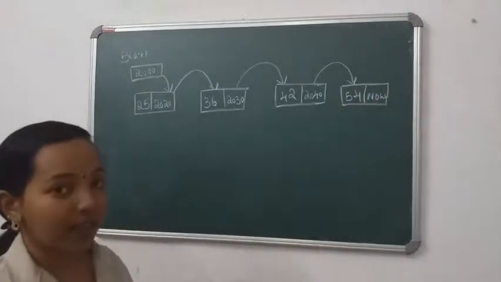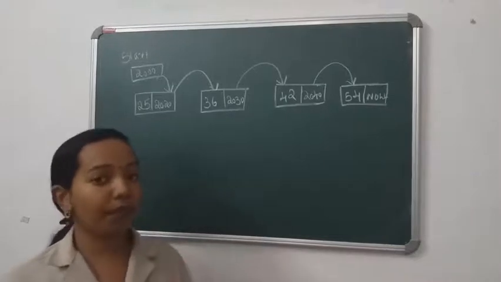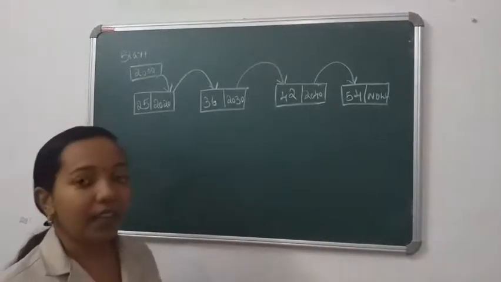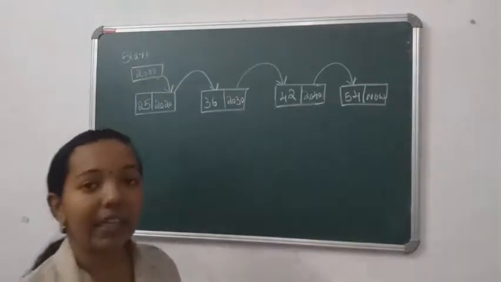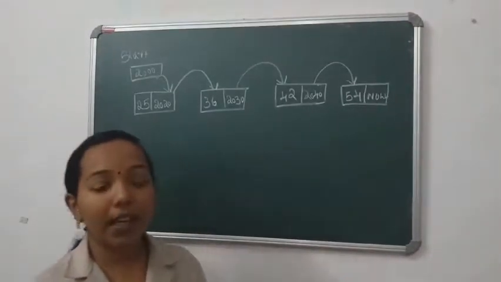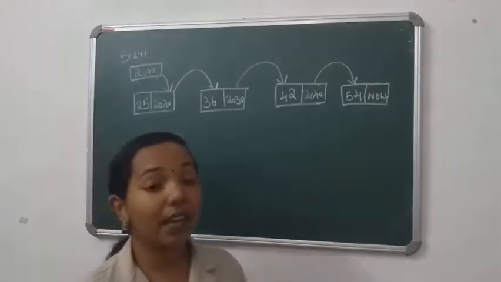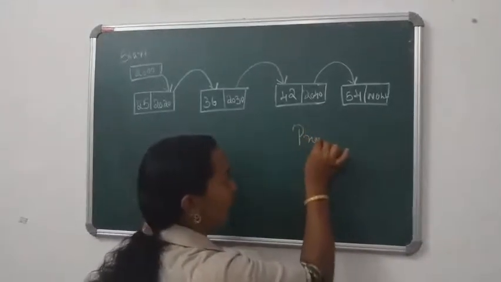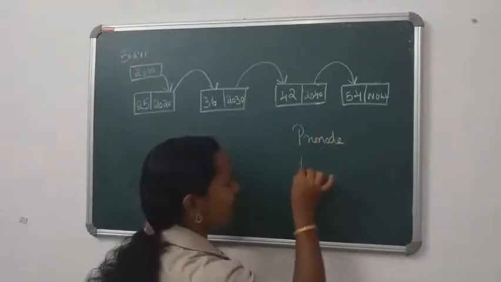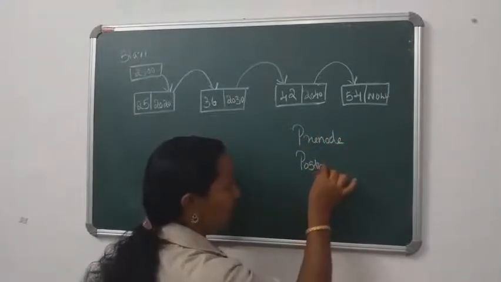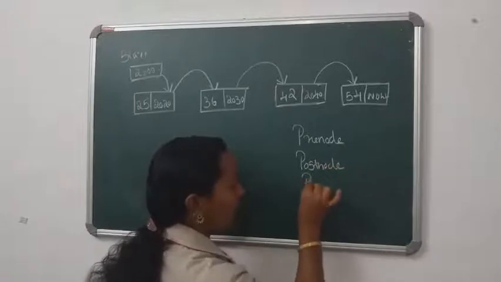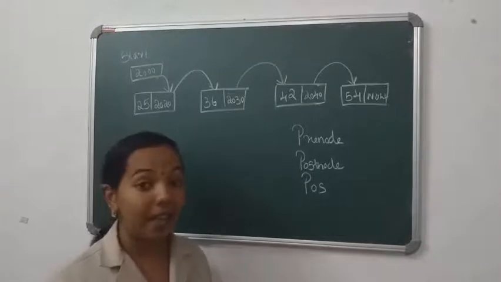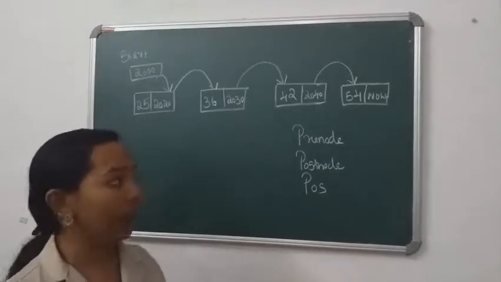So this is a linked list that contains 4 different nodes: first node, second, third and fourth. Then we are going to execute the deletion operation. For executing the deletion operation, we require 3 different variables. First variable is pre-node. Second variable is post-node. And one more variable required is position. These are the 3 elements required for the deletion algorithm.